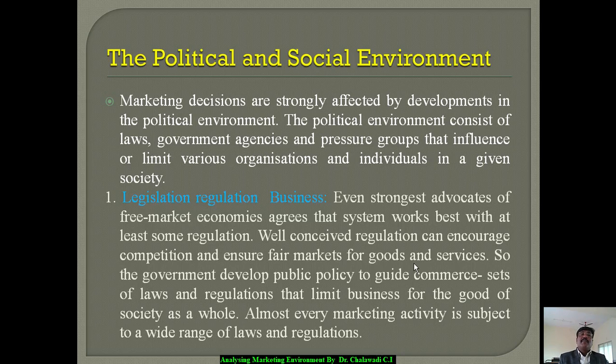For example, the political environment in the sense of legislation. There may be a direct link between the government and business. Even the strongest advocates of free market economies agree that the system works best with at least some regulation. What kind of regulation is formulated by the government may or may not be favorable to business. Hence, the political environment is also one of the factors affecting business. For example, well-construed regulation can encourage competition and ensure fair markets for goods and services.